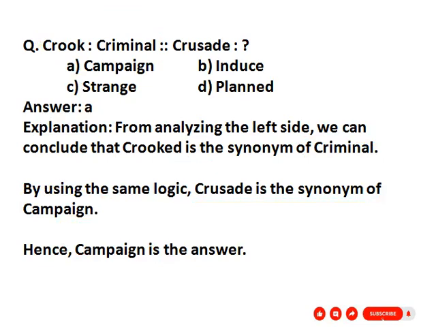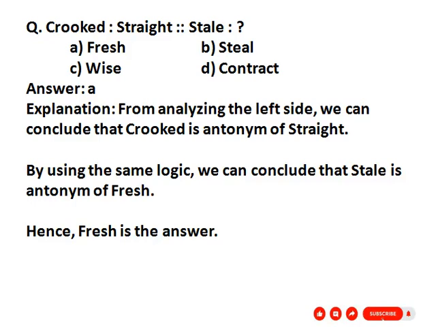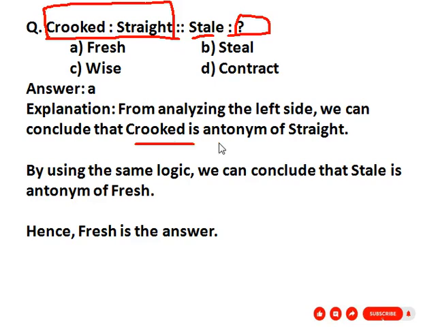Our next question is again: crooked : straight :: stale : ? So our first group, crooked and straight. What is the relation between crooked and straight? See here, crooked is the antonym of straight. That means the opposite word of crooked is straight.